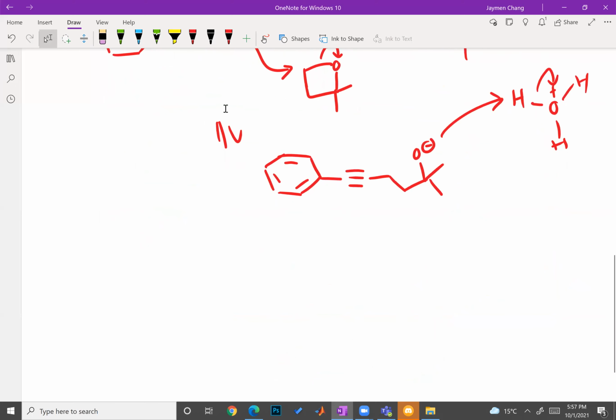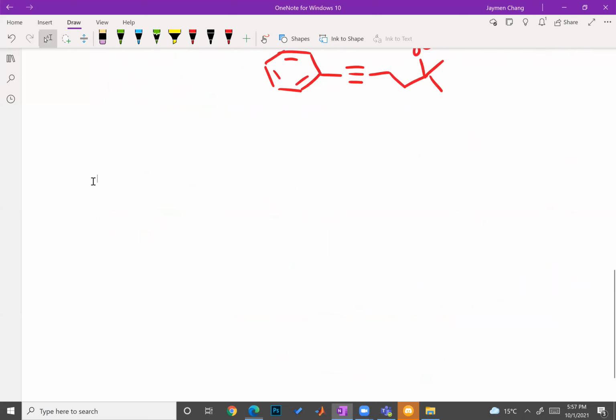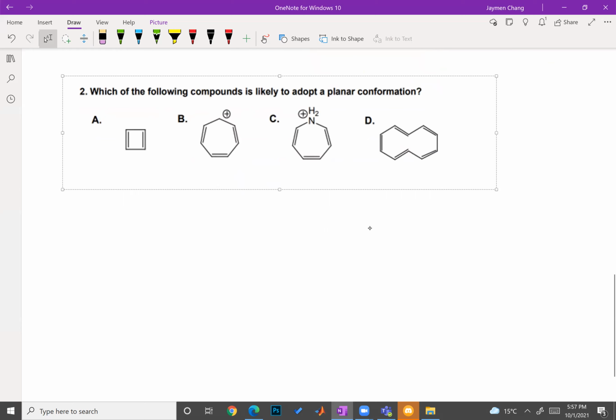Another question that we're going to be working on, let's check this out, is a question regarding aromaticity. And what we'll see is that it says, which of the following compounds is likely to adopt a planar conformation? So for this question, it's going to be related to hybridization. For this one, take a look at it, we're going to have sp2 all around.